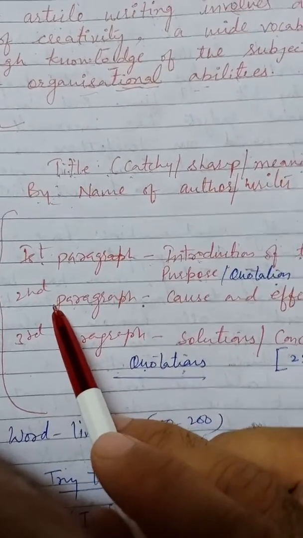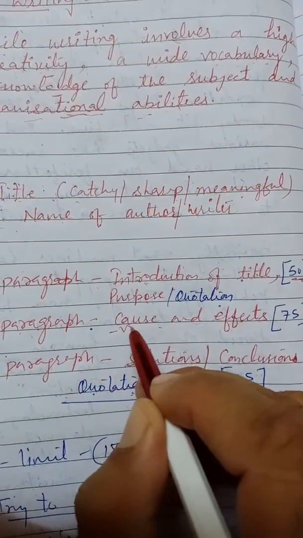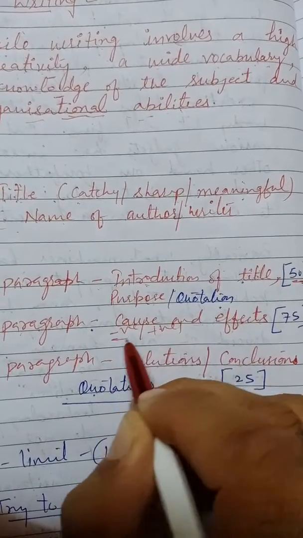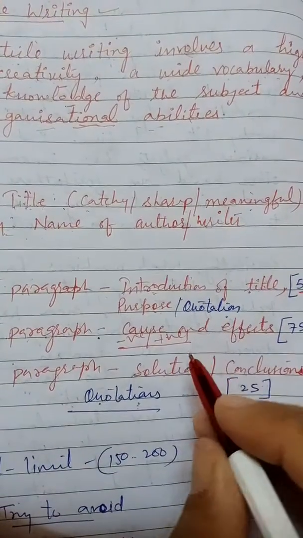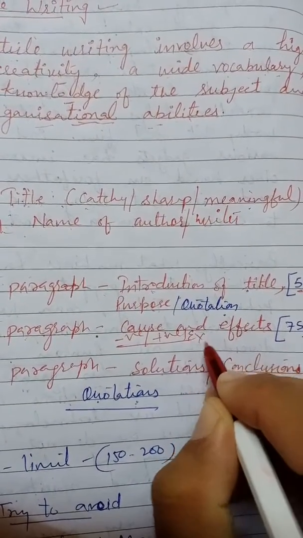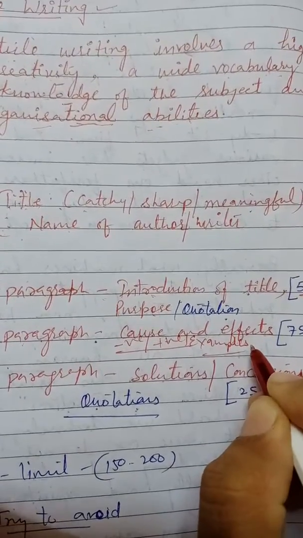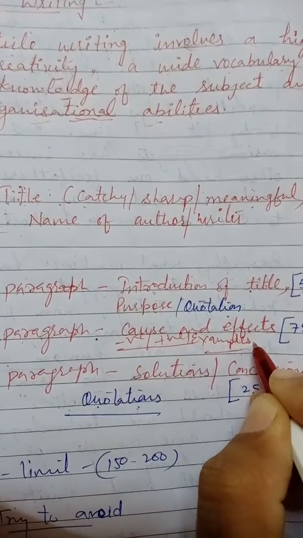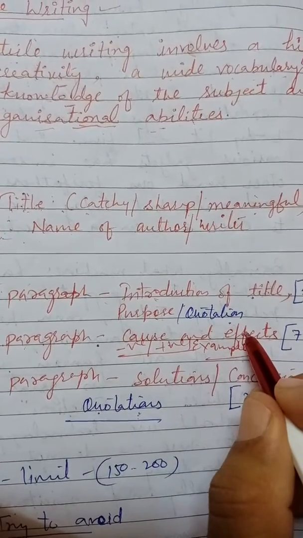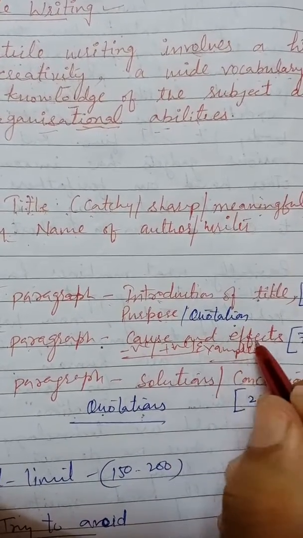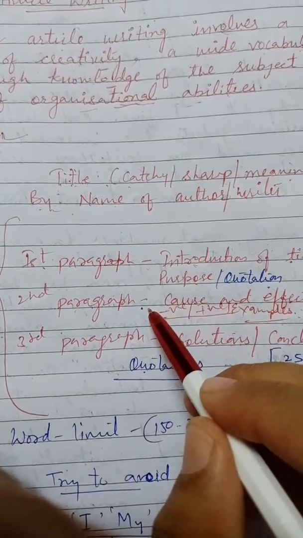Then the second paragraph contains cause and effect. What are the negative as well as positive points of the concerned title on which the article is being written, with examples. As I told you yesterday also, in speech writing, the example should be well known to the public. It should not be known to one particular person. So here, cause and effect: what are the causes and effects of this particular title? You need to write in paragraph number 2.